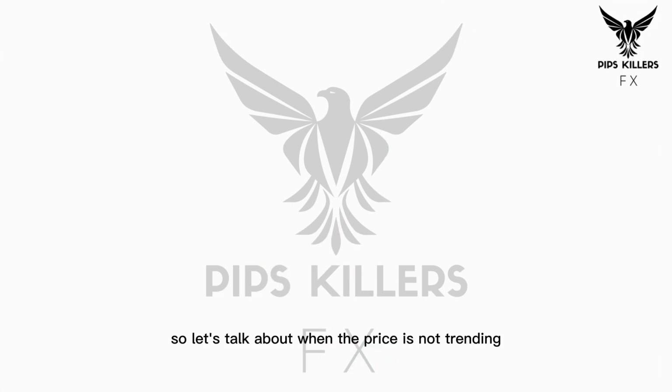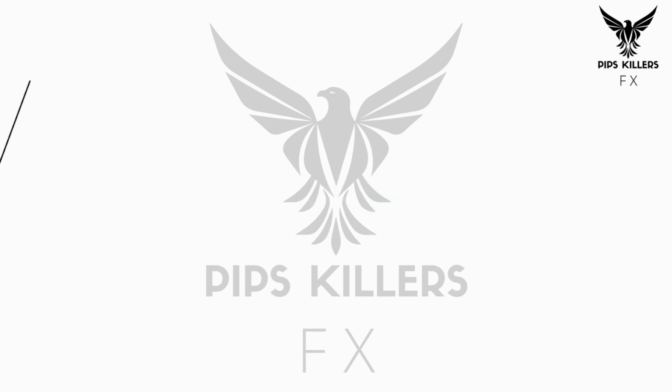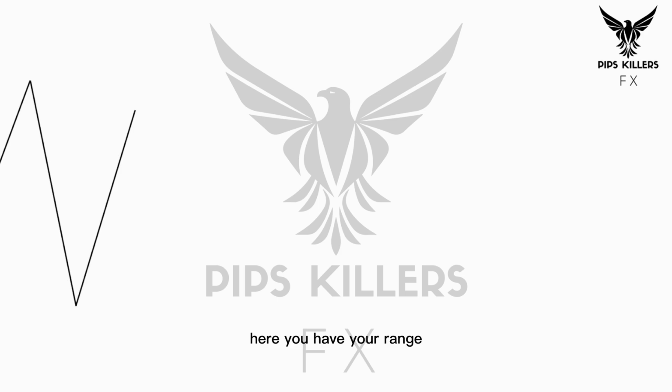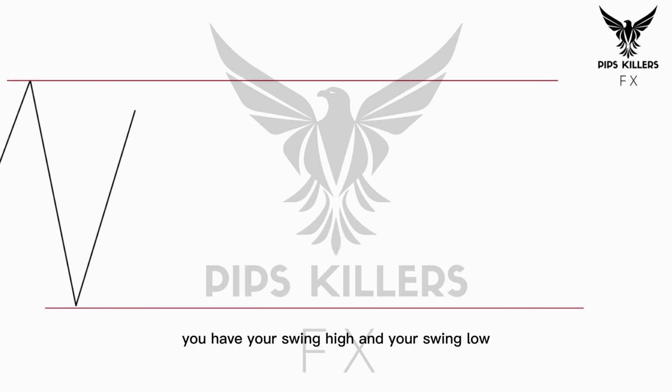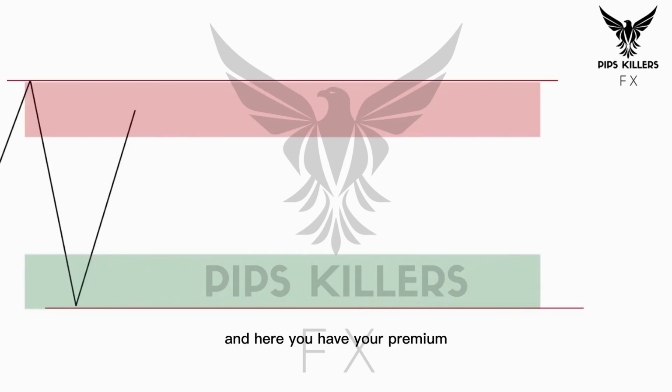So let's talk about when the price is not trending and decides to go into a consolidation. Here you have your range. You have your swing high and your swing low. So therefore, you want to mark up your range extremes, which would be your premium and discount. Here you have your discount zone, and here you have your premium.